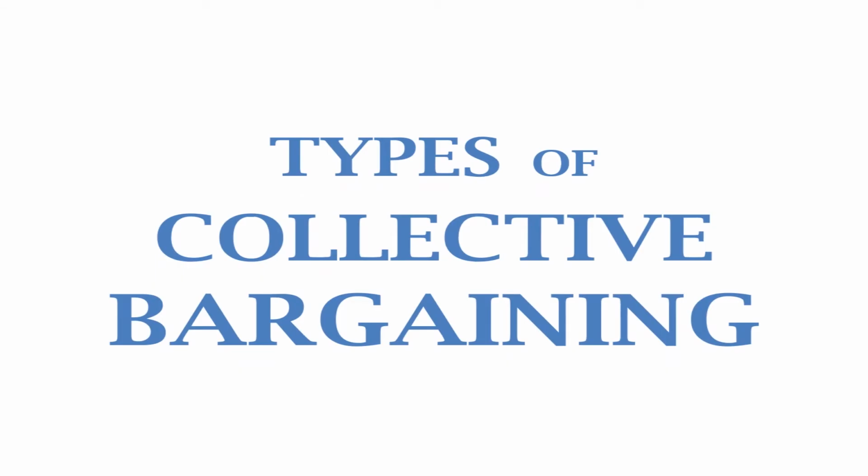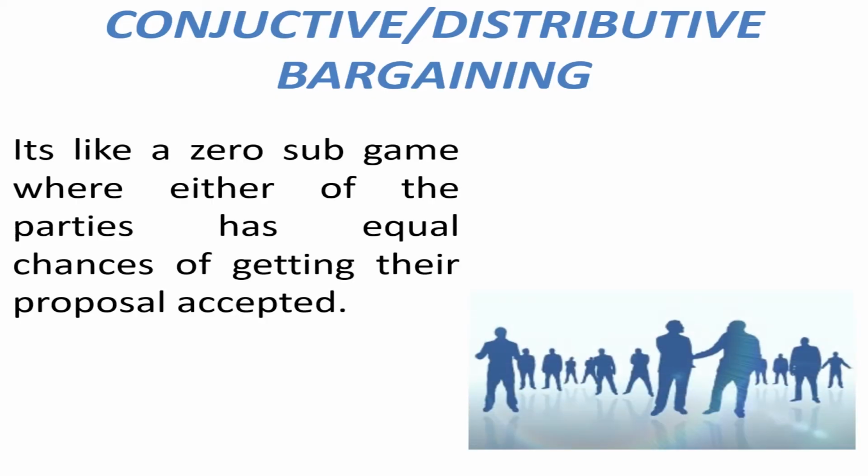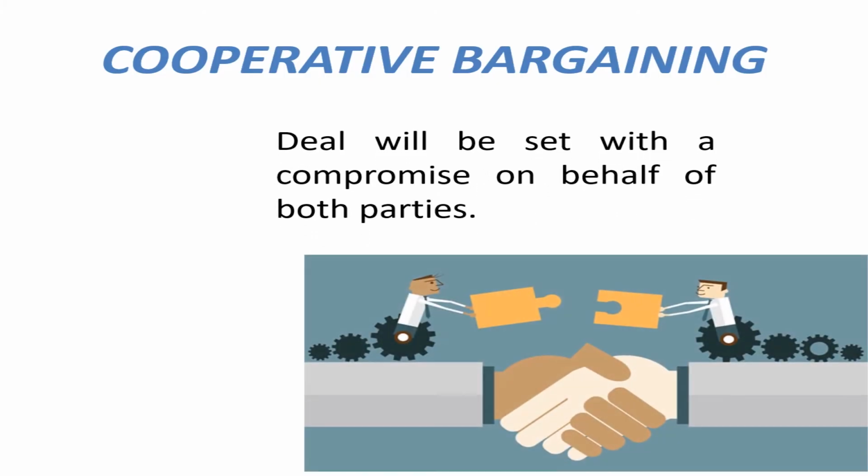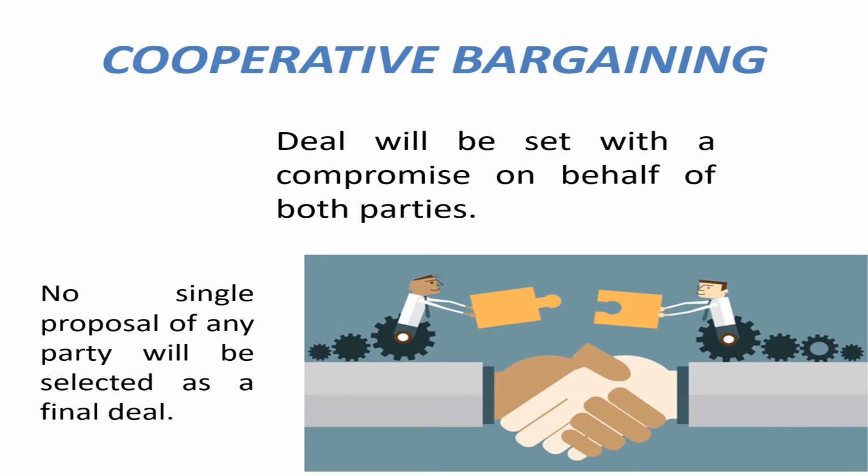Now, let's discuss types of collective bargaining. Conjunctive or distributive bargaining. Such type of bargain is just like a zero-sum game where either of the parties has equal chances of getting their proposal accepted. Cooperative bargaining. In this bargain, the deal will be set with a compromise on behalf of both parties. No single proposal of any party will be selected as a final deal.